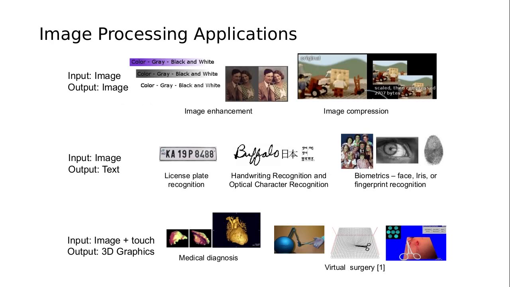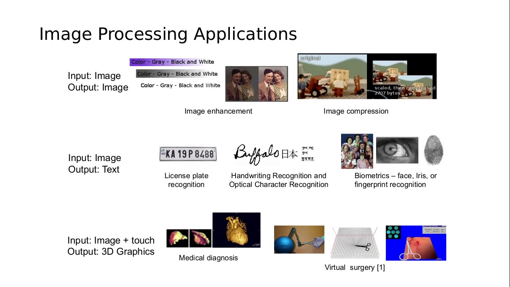In this lecture, I'm going to divide image processing applications into three parts. One set of image processing applications are where the input is an image and the output is an image. The other set of applications are ones where the input is an image and the output is text. And the third bunch of applications are where the input is an image plus some human generated stimulus or human input, and the output is typically 3D graphics.